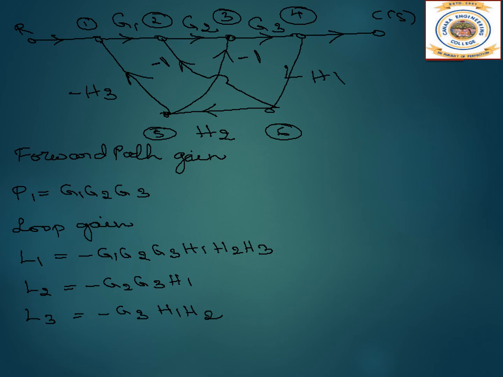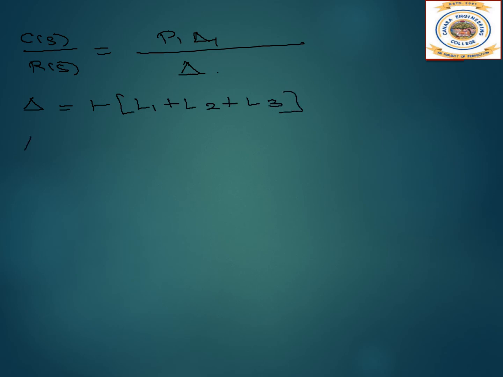Okay. So here C of S by R of S. Only one forward path. So P1 delta 1 whole divided by delta. So what is delta? 1 minus L1 plus L2 plus L3. What is delta 1? It is the value of delta where we have to see which loops are not touching that particular forward path. So here all the loops are touching the forward path P1. Therefore, all these loop values become 0. So P1 delta 1 will be 1.